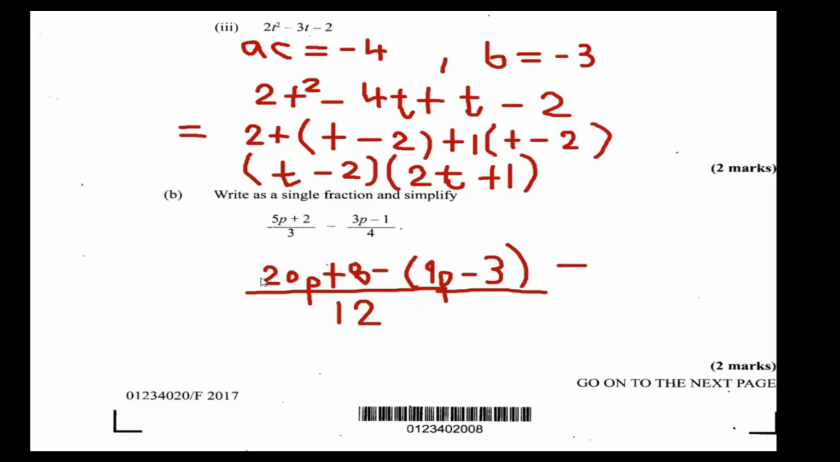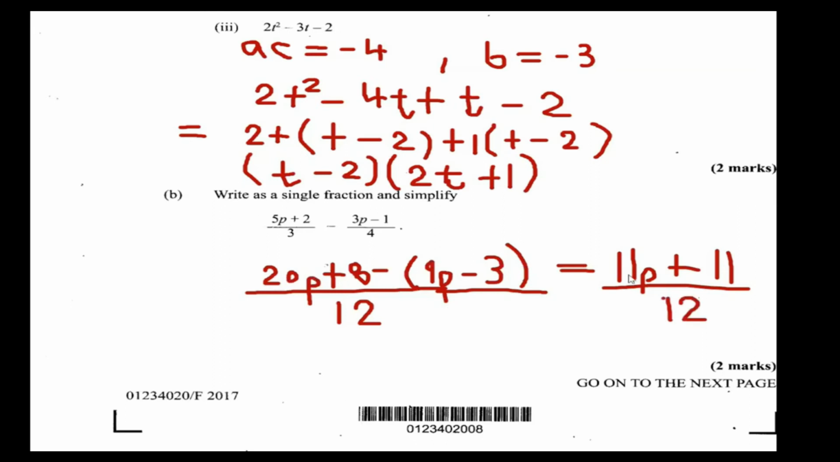So we can go ahead and simplify this to have 20p minus 9p. 20p minus 9p, that's going to be 11p. And then 8 minus 3 is plus 11. So it becomes 11p plus 11, and that's all being divided by 12. And this is how we write this as one single fraction.